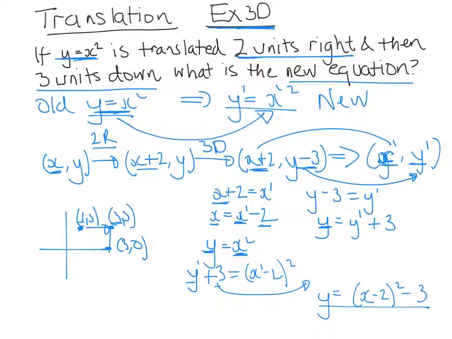Alright, so this is our new graph that's been translated from the old graph. So the old graph has been translated 2 units right and 3 units down, and here's our equation right here.